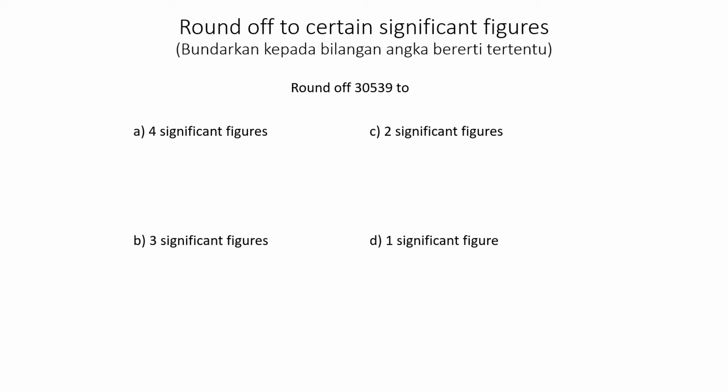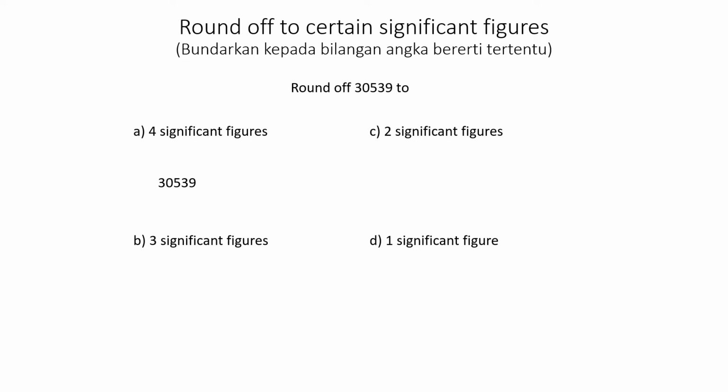You probably learned how to round off a number to a certain place value. The same concept and method are used to round off a number to a certain number of significant figures. Look at the example here. You have to round off the number in question A to 4 significant figures.